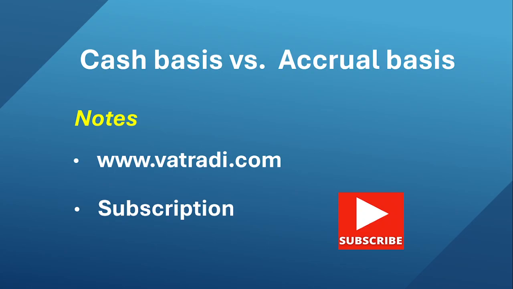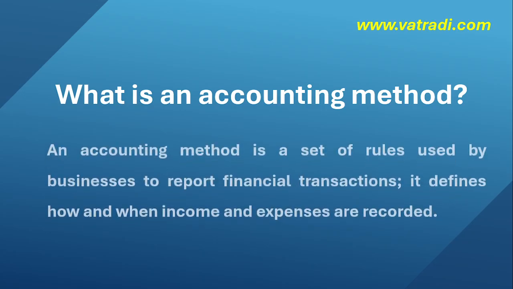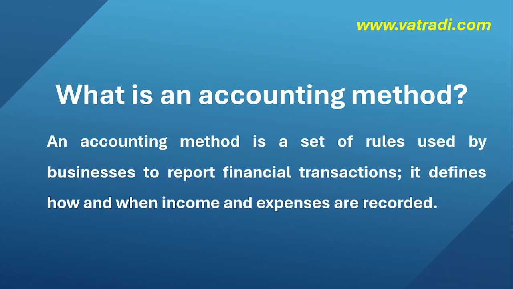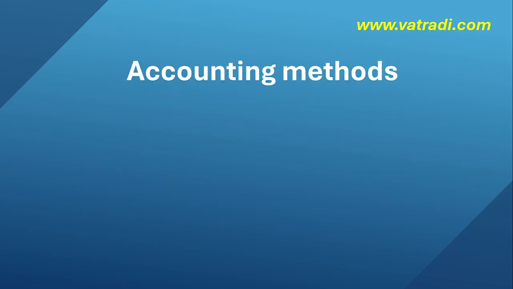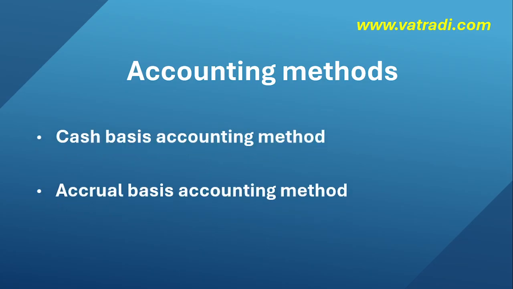I start by explaining what is an accounting method. An accounting method is a set of rules that explain how and when income and expenses are recorded. And there are two main accounting methods: the cash basis accounting method and the accrual basis accounting method.